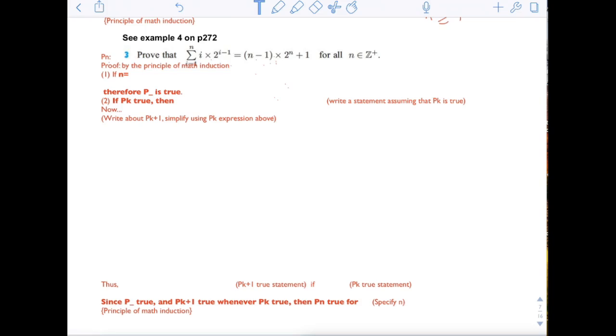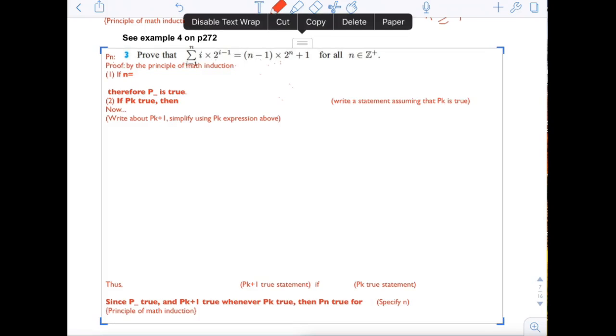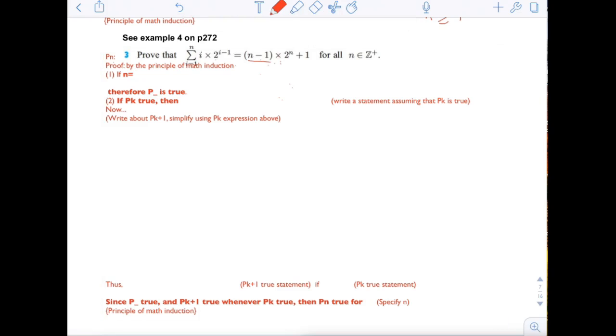Okay. Let's move on to number 3. So let's look at number 3 from page 272. We have this summation here, and it is supposed to be equal to (n minus 1) times 2 to the n plus 1 for all integers n, 1 and above. So first we're going to take the base case, which is for n equals 1, because our n values are going to be greater than or equal to 1. So if n equals 1, what happens?